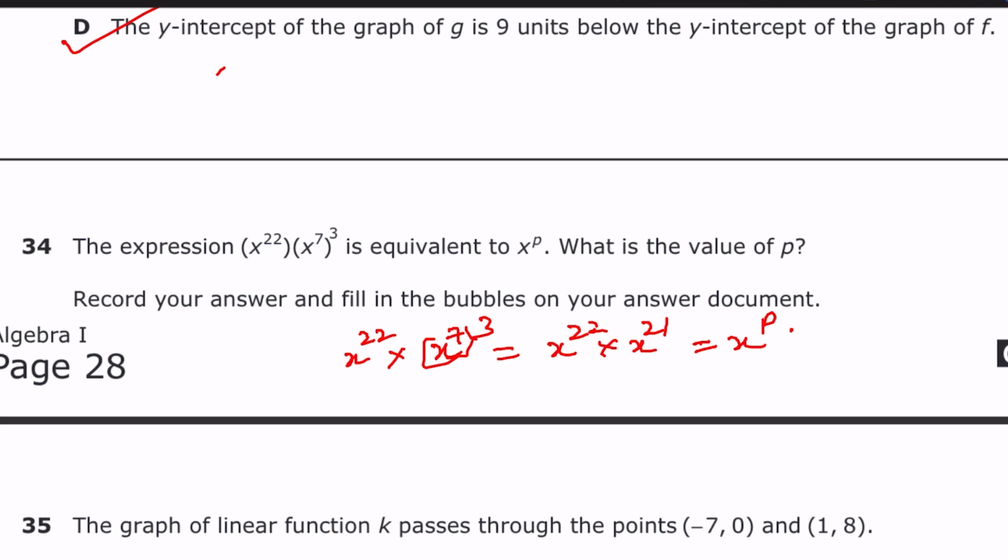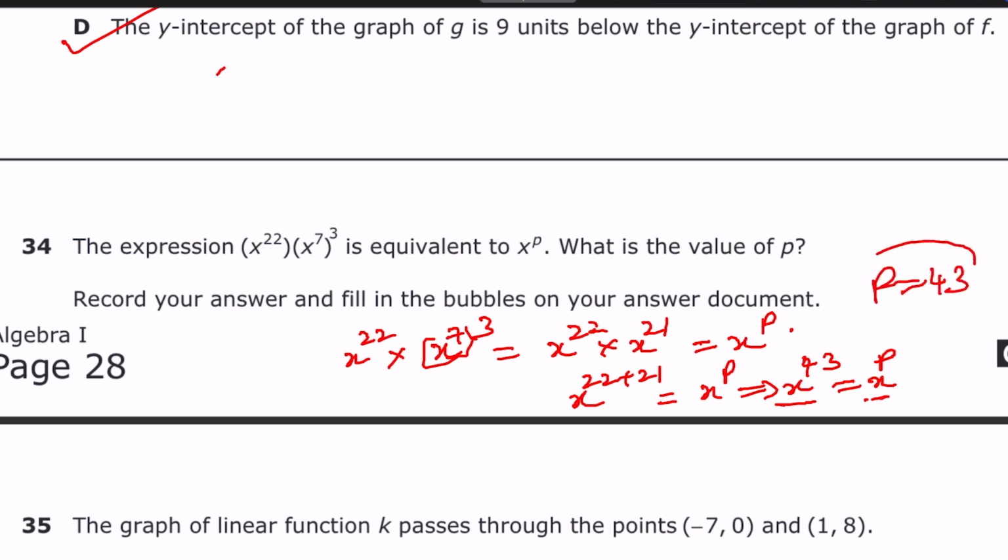So from this above you can tell that x to the power of 22 plus 21 is equal to x to the power of p. Which implies x to the power of 43 is equal to x to the power of p. Since the bases are equal, the powers can be equated. Therefore p is equal to 43 is the answer.